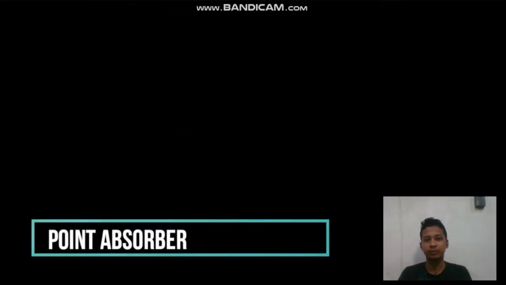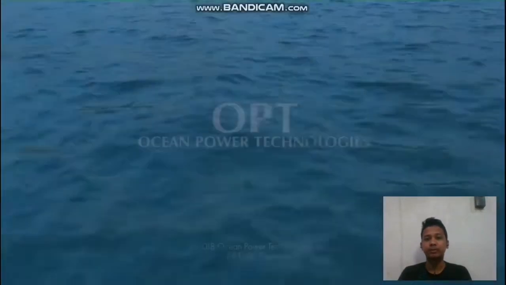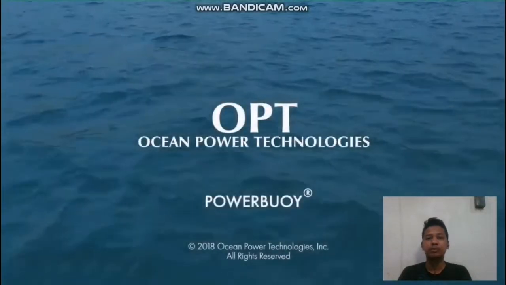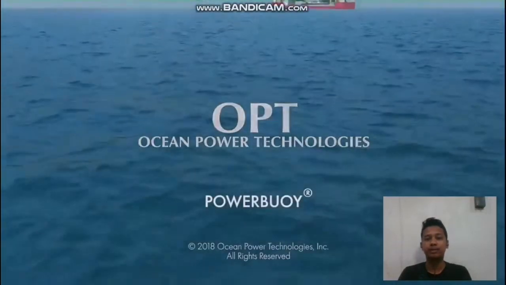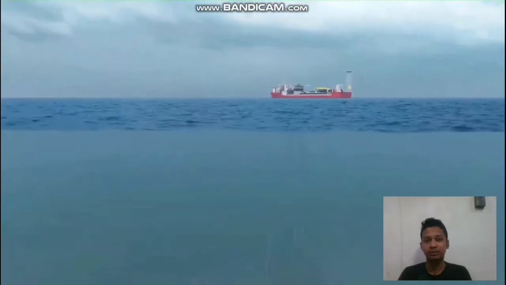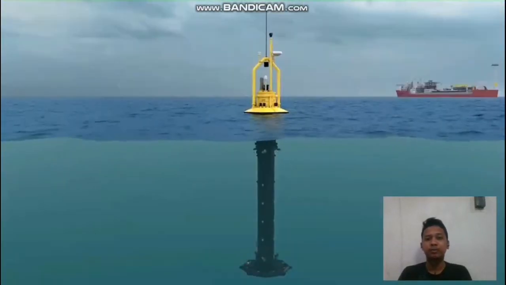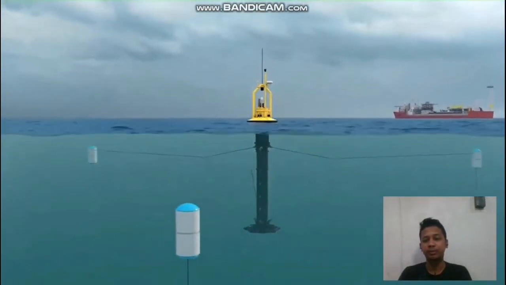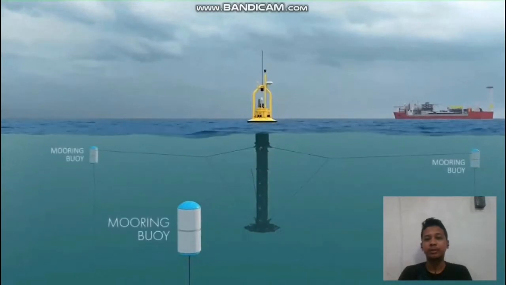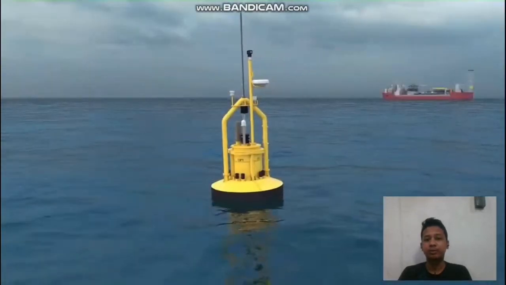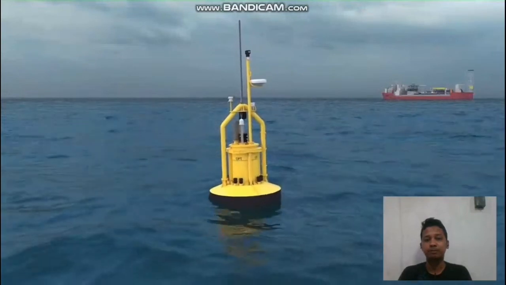First is the point absorber. The point absorber is commonly used to power navigation buoys that monitor and guide the ships and boats that pass its zone. There are 3 to 4 mooring buoys pulling the point absorber. That is to maintain the stability of the device, making sure it won't move to another place.